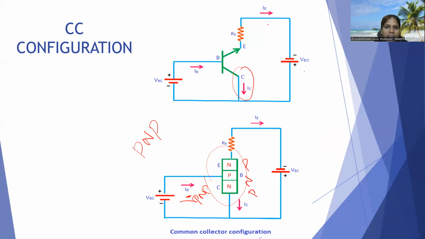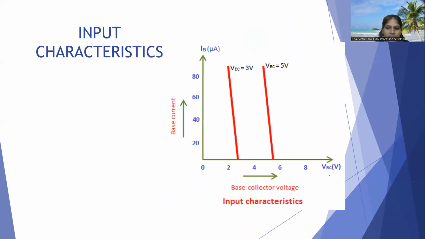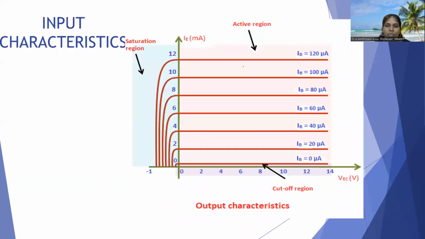Okay, note down the input voltage, input current, output voltage, output current. We will draw the characteristics. So this is the input voltage and input current with a constant output voltage. This is the graph of the input characteristics. Then we move to the output characteristics: output voltage and output current with a constant input current. Sorry, here I mentioned input, but this is the output characteristics.